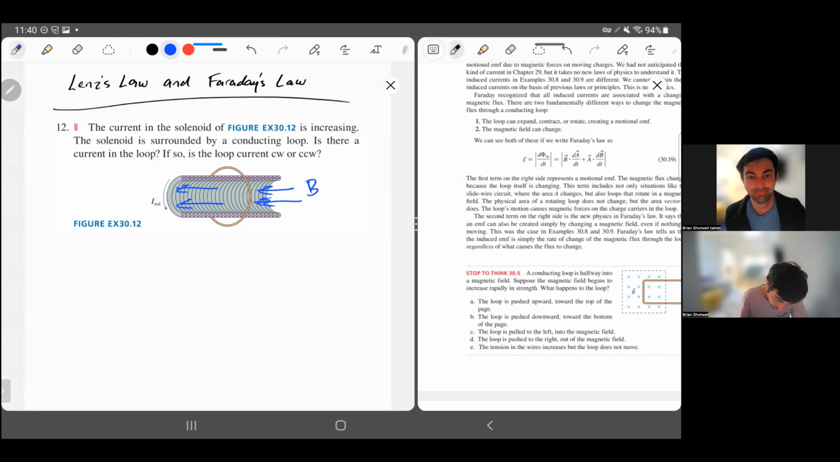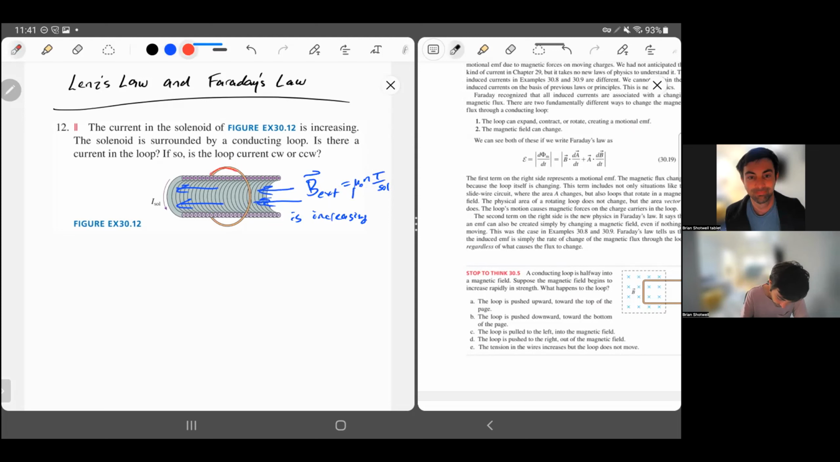So the magnetic field is to the left, and it's external to this conducting loop right here. This external magnetic field is increasing in strength. Remember, the magnetic field due to a solenoid is mu naught n times I, the current of the solenoid. And we're told in the problem statement that the current in the solenoid is increasing. So therefore the magnetic field inside that solenoid is also increasing.